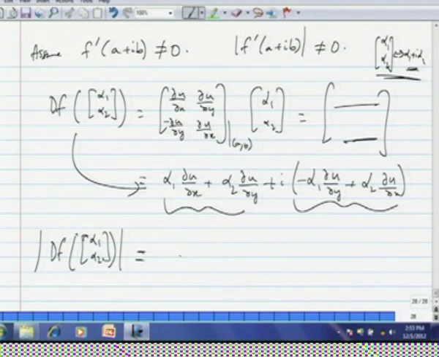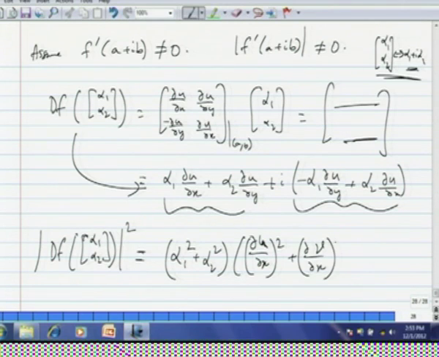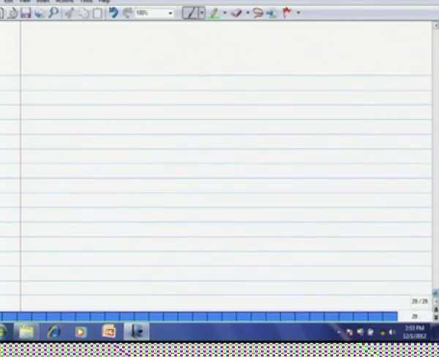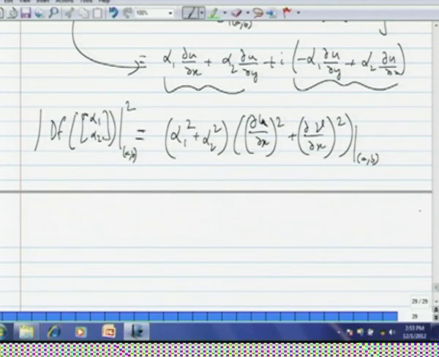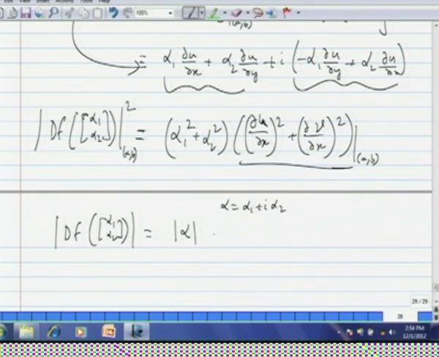After some calculation, the modulus squared is alpha 1 squared plus alpha 2 squared times dou u by dou x whole squared plus dou v by dou x squared, at the point A, B. So the modulus is the modulus of alpha itself, where alpha here is alpha 1 plus i alpha 2, times something we recognize as the modulus of f prime of a plus ib.